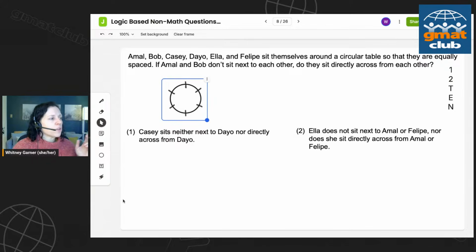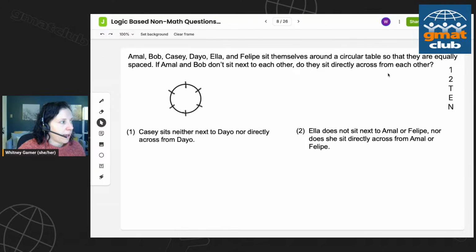Here's what I know. I know that Amal and Bob don't sit next to each other, but that's an infinite number of places where they could sit if they're not sitting next to each other. I want to know if they're sitting across from each other. So what I need to do is pin one of them. I don't know if I'm going to pin Amal or Bob, so I'm going to take a quick scan of my statements. Statement 1 doesn't mention either of them, but statement 2 does mention Amal. So I'm going to go ahead and pin Amal, since Amal gets mentioned again. I'm going to pin Amal up here at the top.